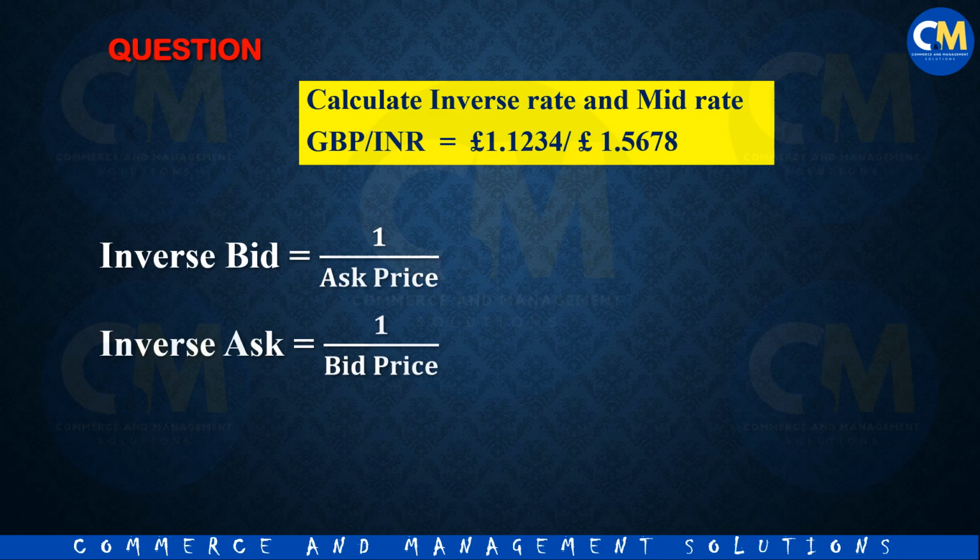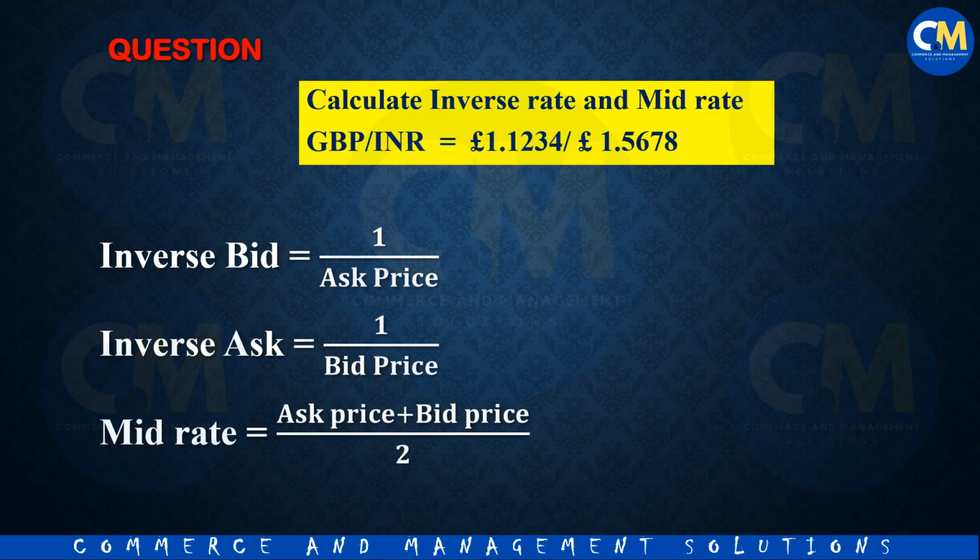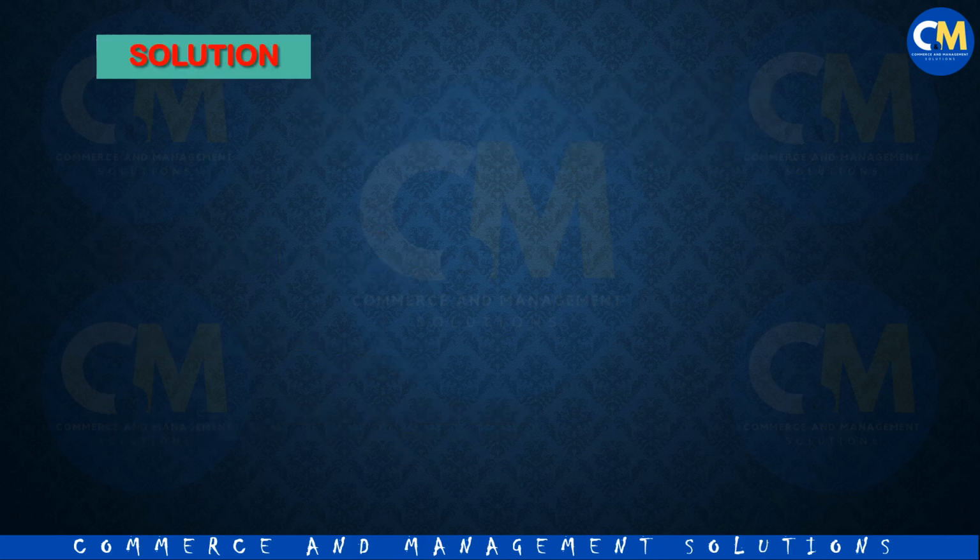So we move to the next one, that is mid rate. To calculate mid rate, we can use an equation that is called ask price plus bid price divided by 2. For calculating mid rate, we can use the formula that is ask price plus bid price divided by 2. That means mid rate is a mean rate or average rate between this bid price and ask price. So we'll go for the solution part of this question.